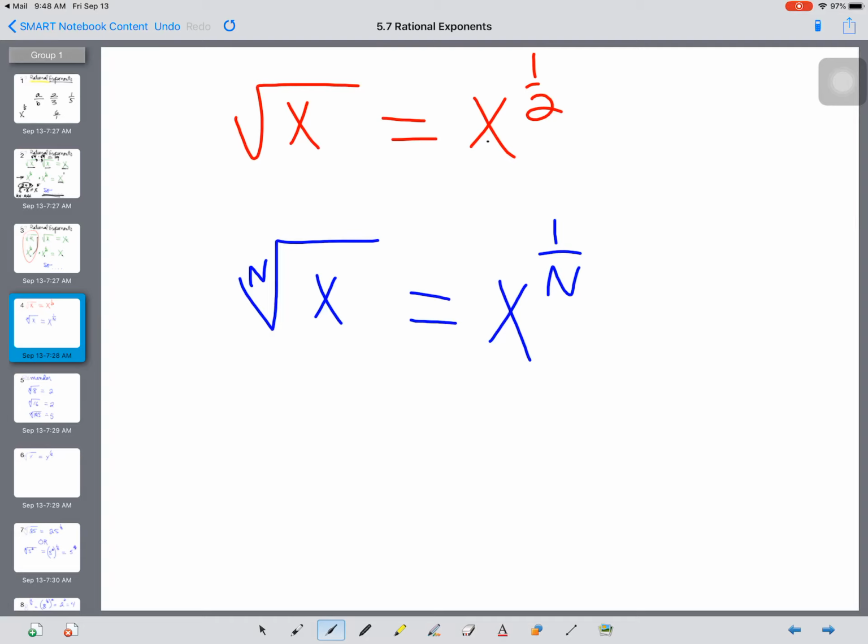Now, more generically, the nth root, listen to how I said that, the nth root of x is equal to x to the 1 over n power. This number in here is called the index. Usually when we have a square root, you don't write it, but there's a little invisible 2 there. So when I take a square root of a number, that 2 could be put into the denominator of a rational exponent.